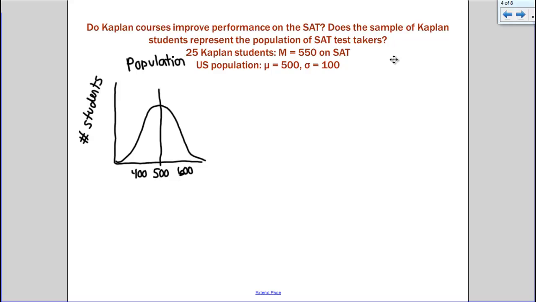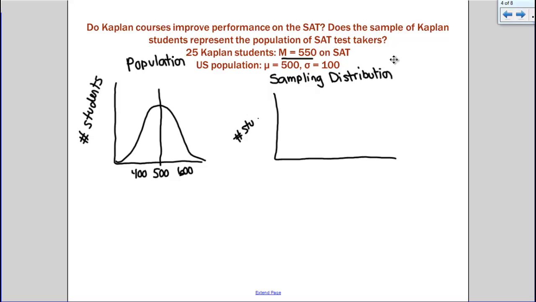But when we are talking about samples, we need to draw the sampling distribution. So the sampling distribution, the distribution of sample means. All right. So we have a sample of 25 Kaplan students, but we're going to assume that our sampling distribution is normal even though we don't have a sample size of 30 or greater because our population distribution is normal.